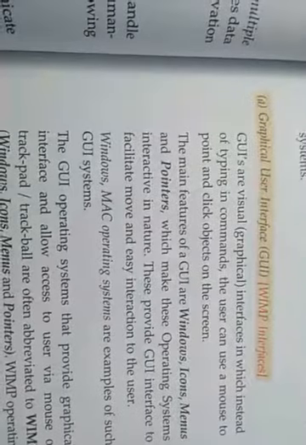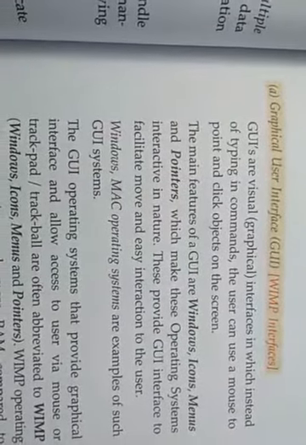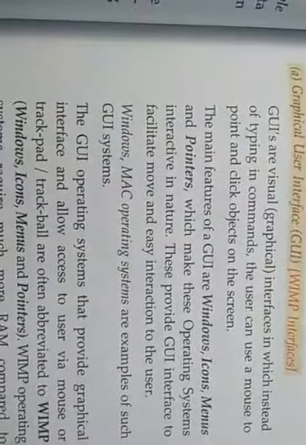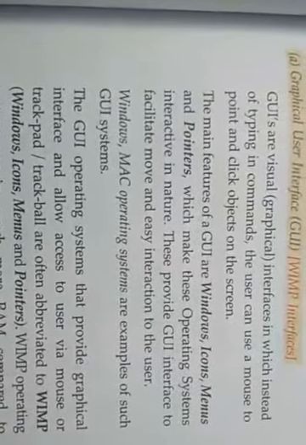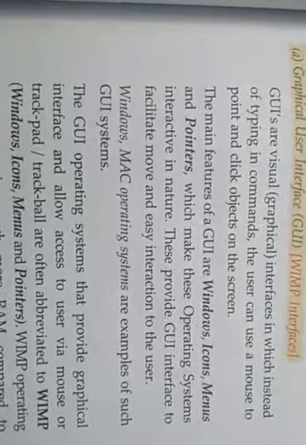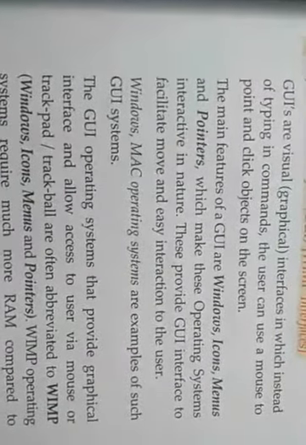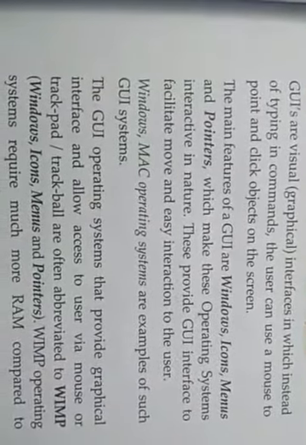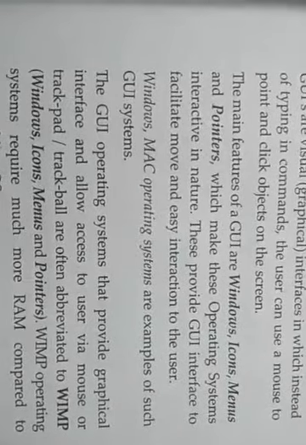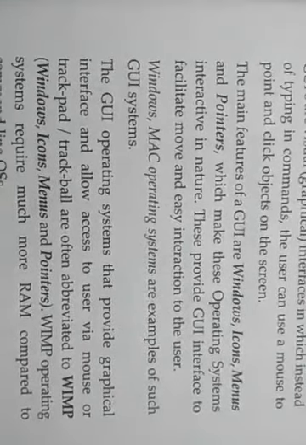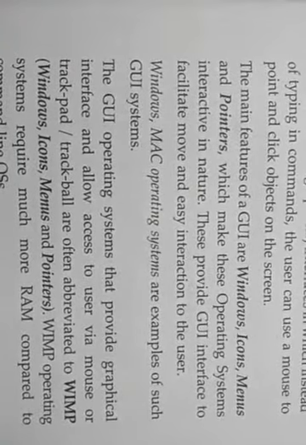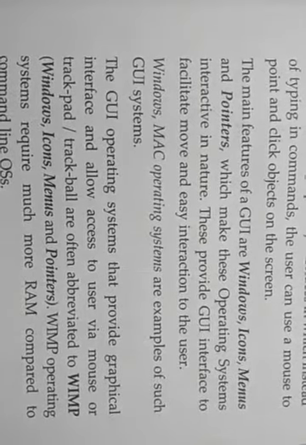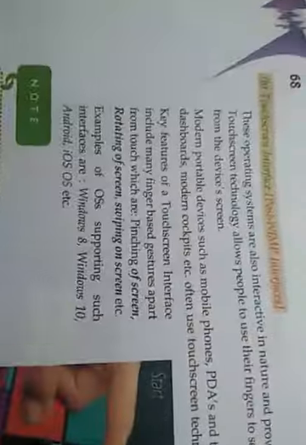Here this is the GUI. GUIs are visual or graphics interfaces in which, instead of typing commands, the user can use a mouse to point and click objects on the screen. So the user can open a file, rename a file, delete a file with the help of the mouse. The user does not have to remember which command is used for what purpose. All the commands are written on the toolbar or in the menu bars. So the user just has to select the required command to perform any task. And examples of these types of operating system are Windows, Linux, and so on.